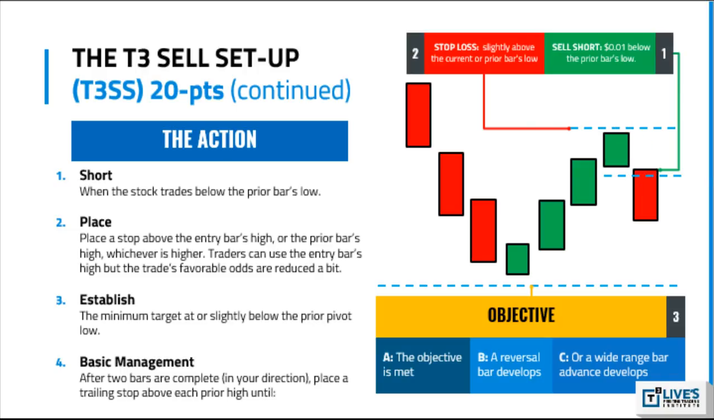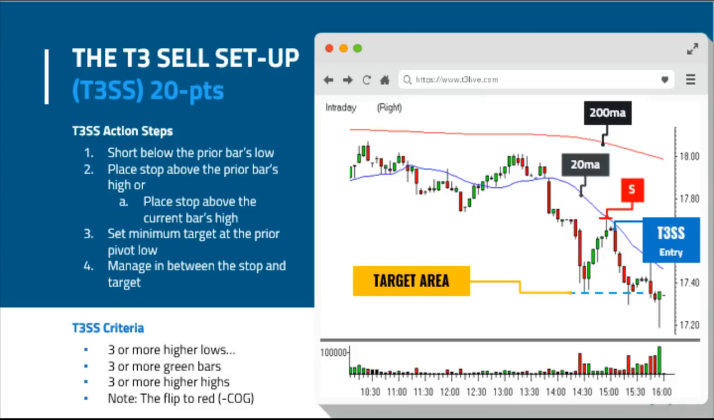And then after two bars in your favor, you lower your stop until you get to your target, or you get trailed out, or you get a bottoming sign.